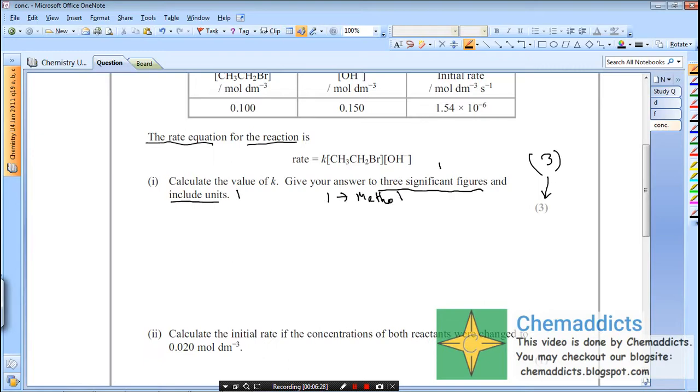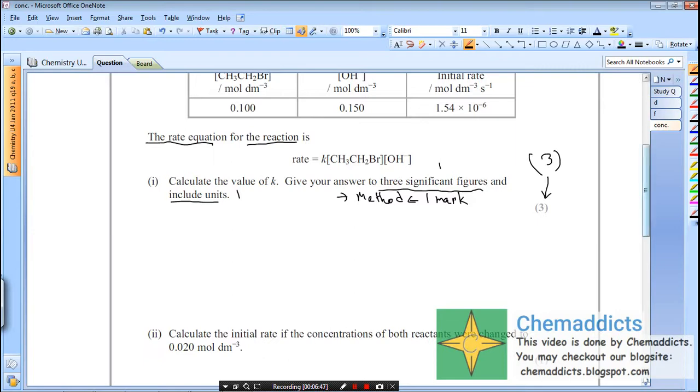For method you will gain 1 mark. Method, another 1 mark is for method. Okay, not 2 marks, sorry for that. For method you will achieve 1 mark. So in total you will achieve 3 marks. Okay, now let's solve.